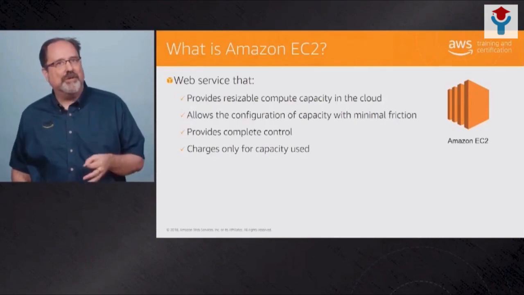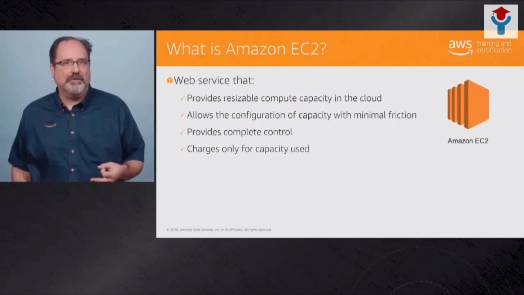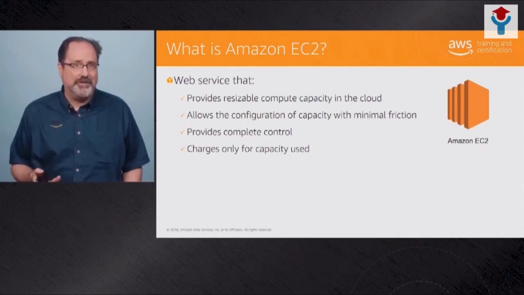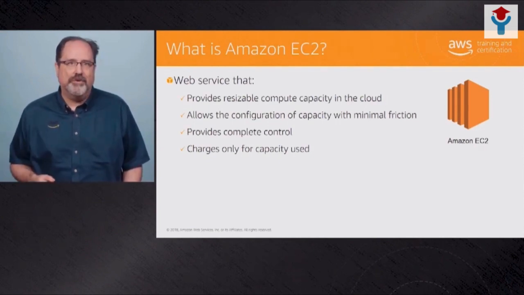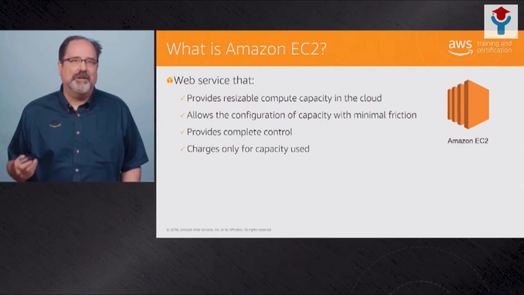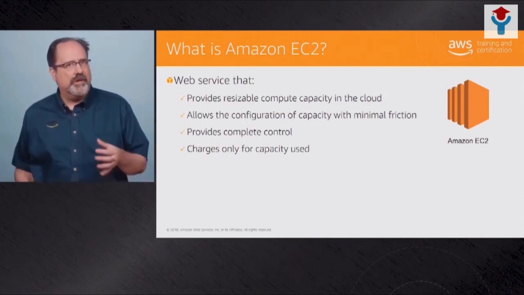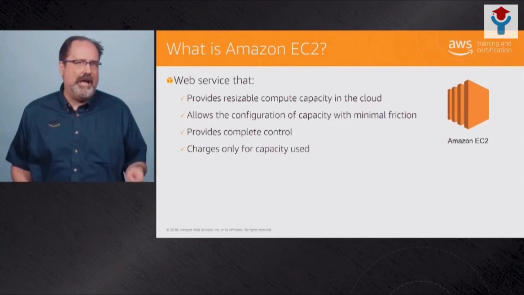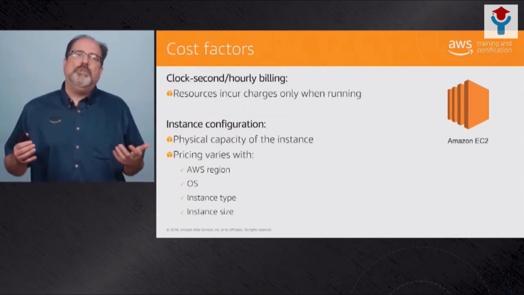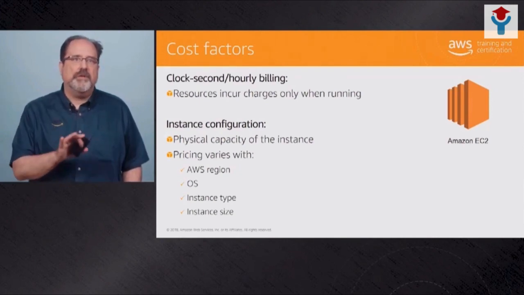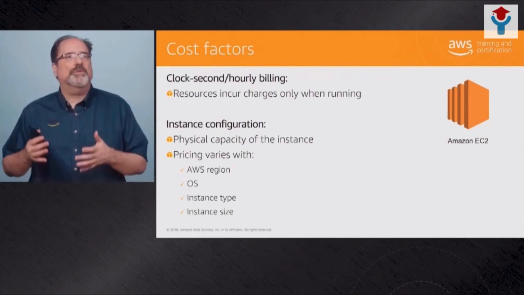EC2 is a web service that provides resizable compute capacity in the cloud. Amazon EC2's simple web interface allows you to obtain and configure capacity with minimal friction. It provides complete control of your computing resources on Amazon's proven compute environment. Amazon EC2 changes the economics of computing by charging you only for the capacity that you actually use. When you begin to estimate the cost of using Amazon EC2, you need to consider the following: clock hours of server time.